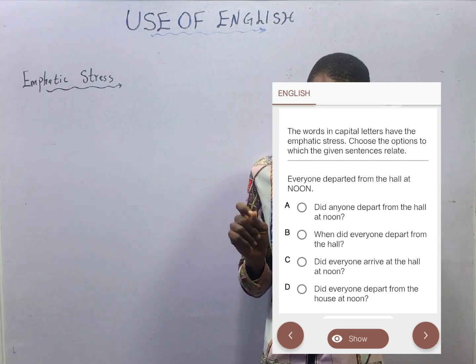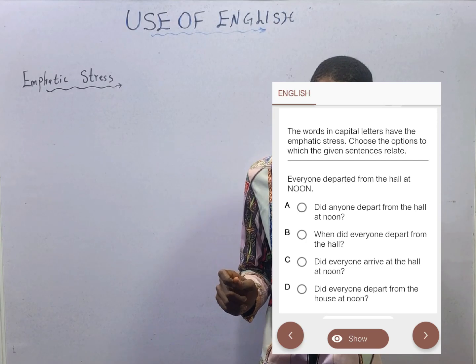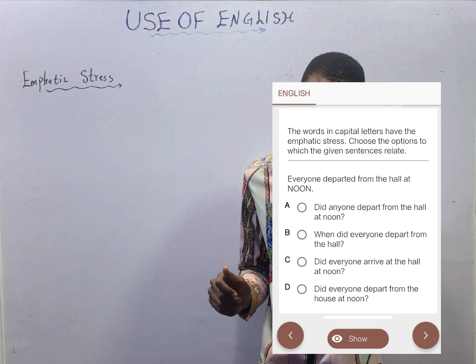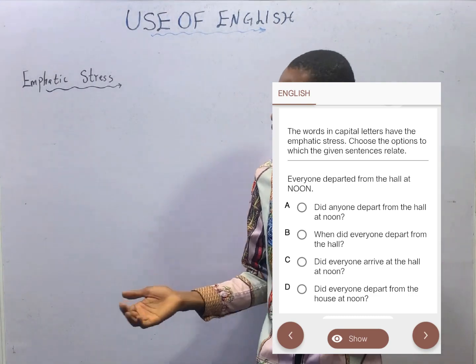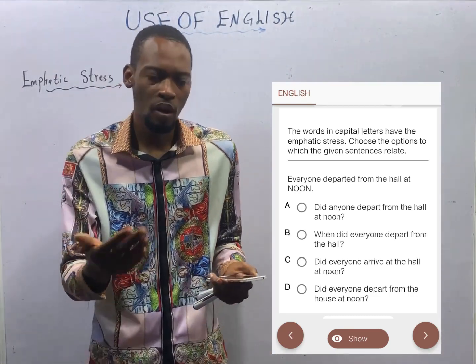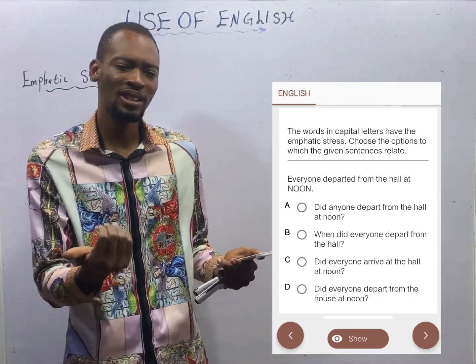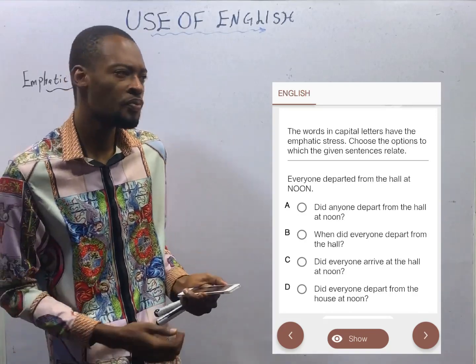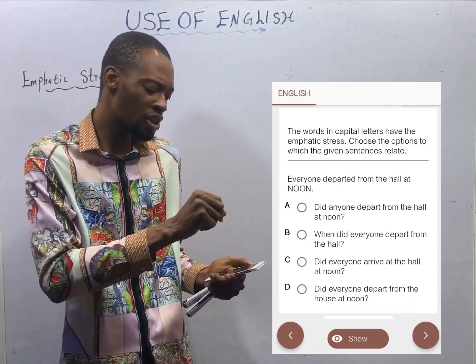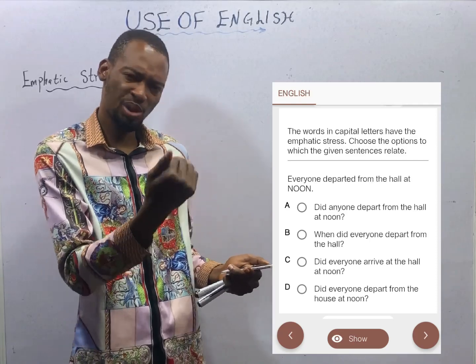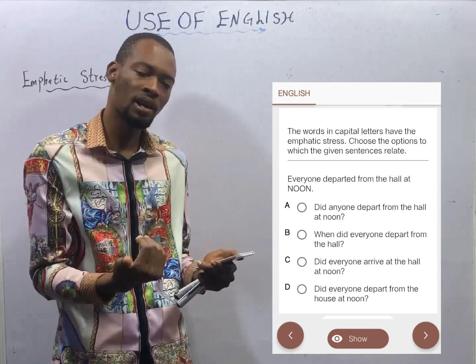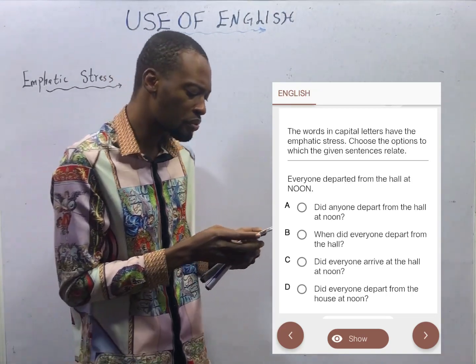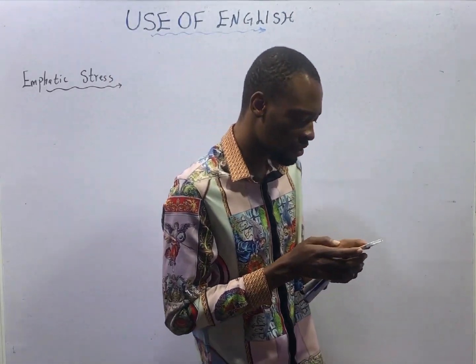Option B doesn't contain noon, and it says, when did everyone depart from the hall? When it speaks of time, what time did everyone depart from the hall? If you say at noon and you stress that time, it means you are stressing my answer. What time? Noon. So that question warrants the answer. Option B is comfortably correct.